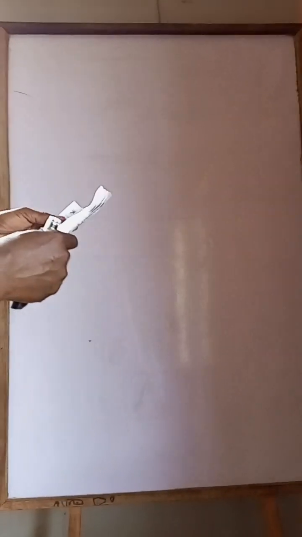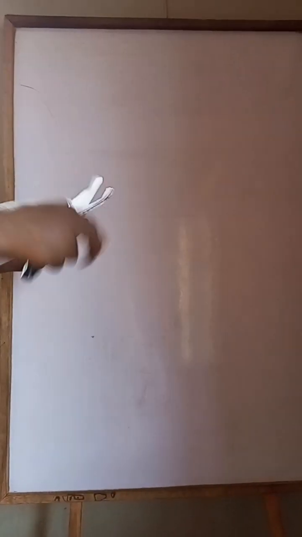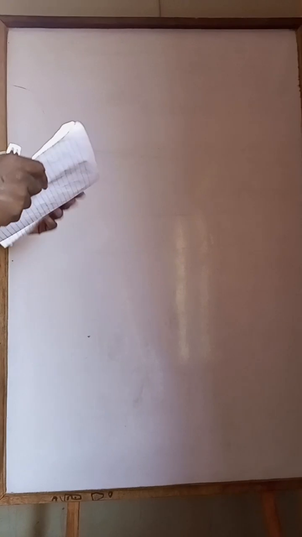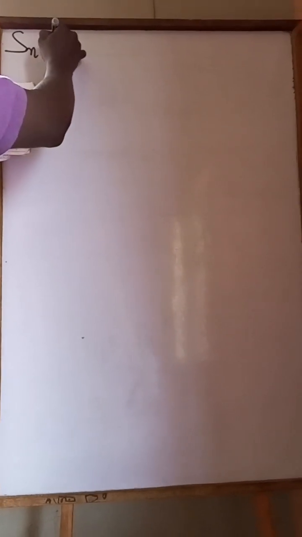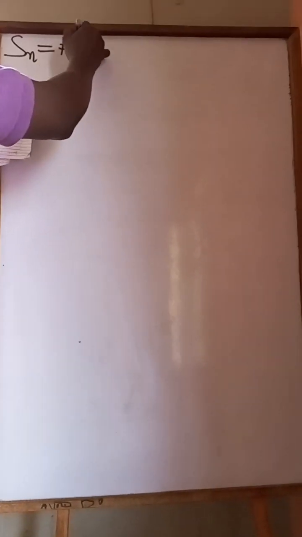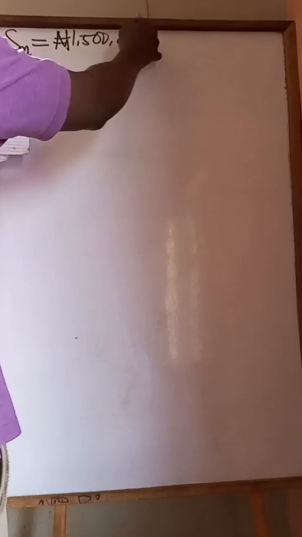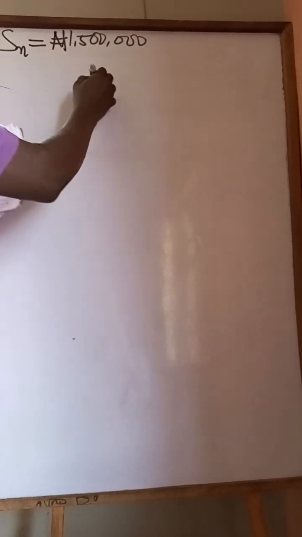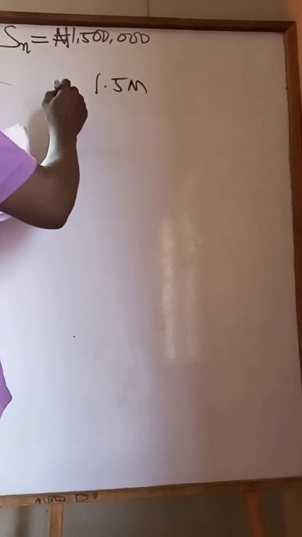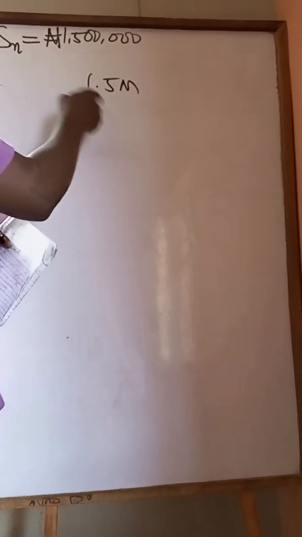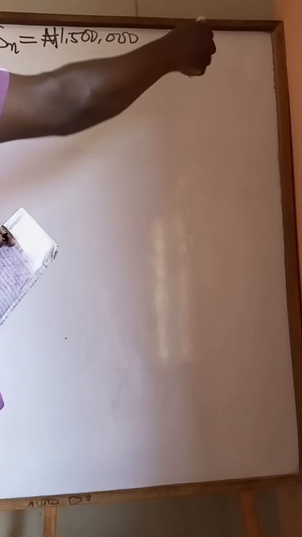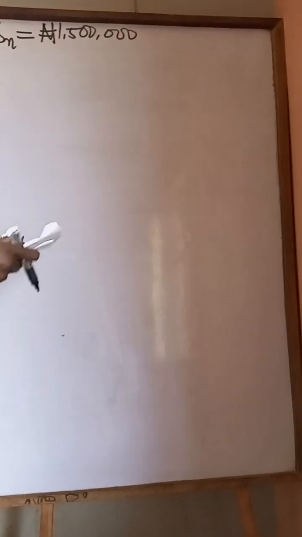So for me to interpret that second question, the money that they want to accumulate is 1.5 billion, and that will stand for our Sn. Our Sn is 1,500,000. See, in finance, they normally give their figures like 1.5 M. Please, you have to write this figure in full. 1.5 million is 1,500,000. So that is by the side.